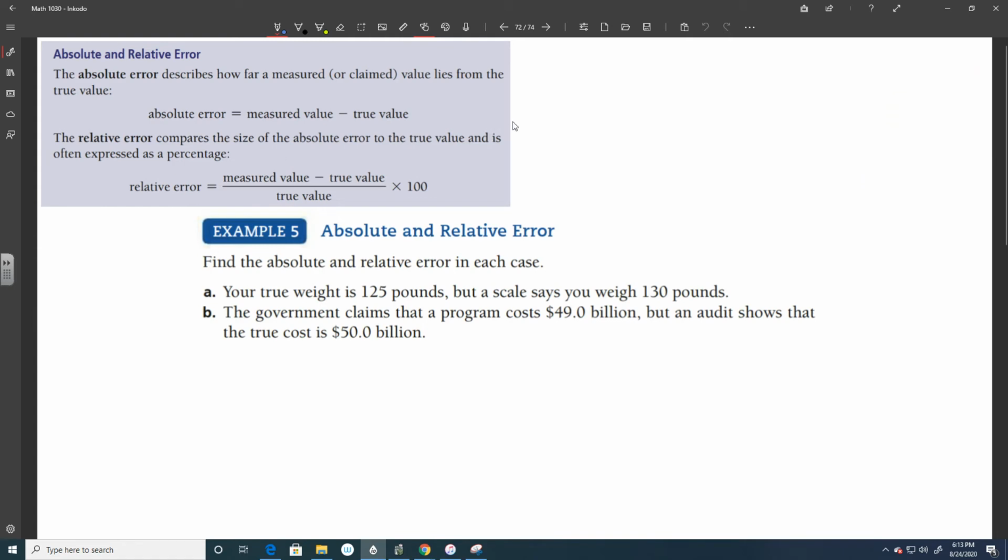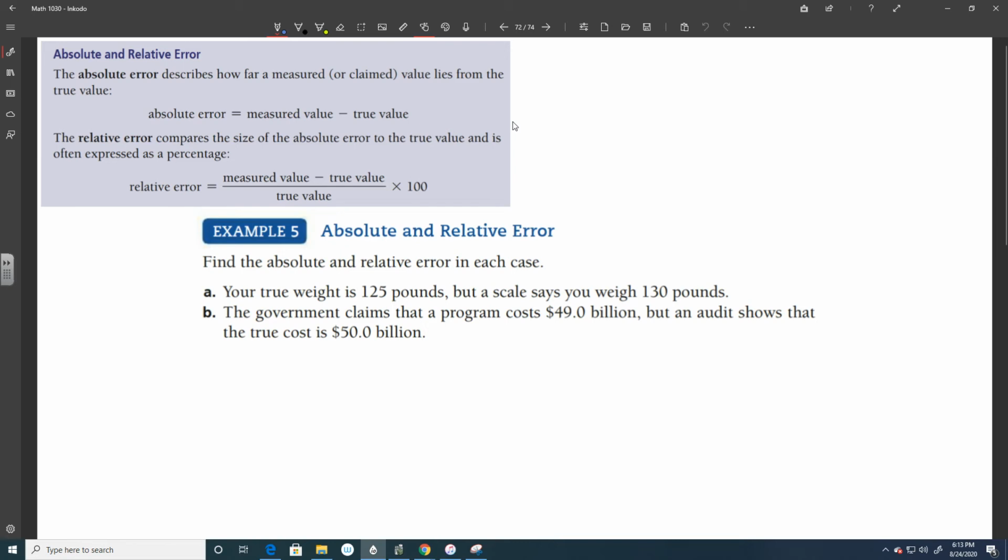Remember the absolute error: we just took the measured value and subtracted the true value, and that tells us how much we were off. The relative error is when you divide by that true value and then multiply by 100. So you can write those down, pause the video if you need to.